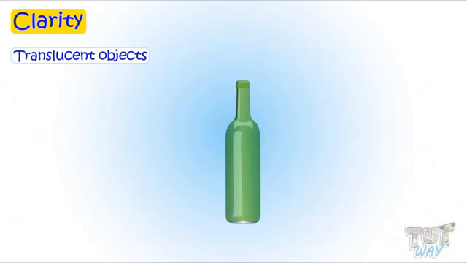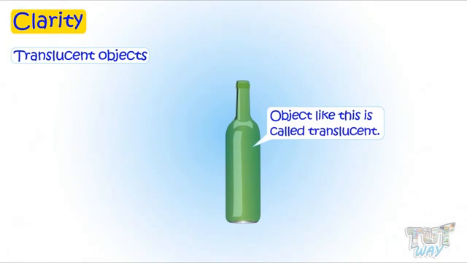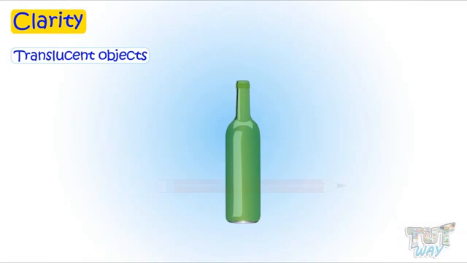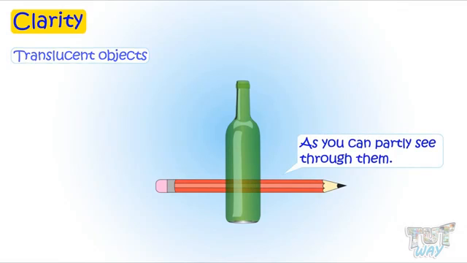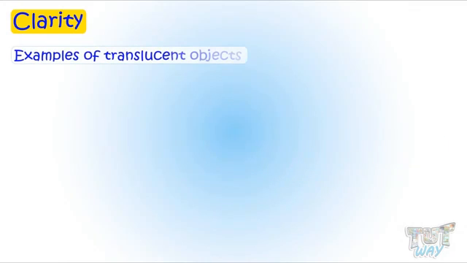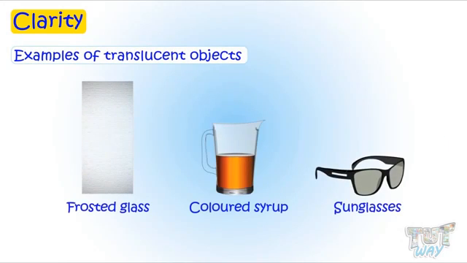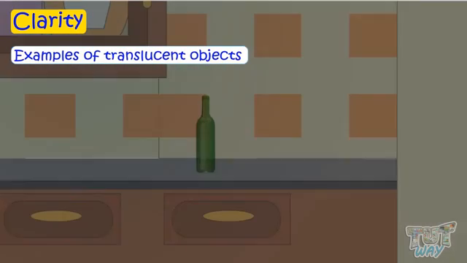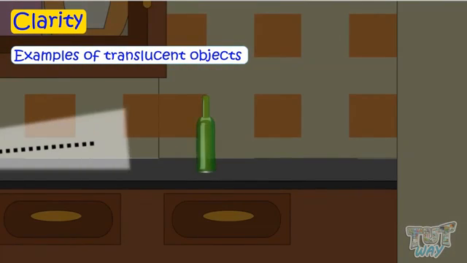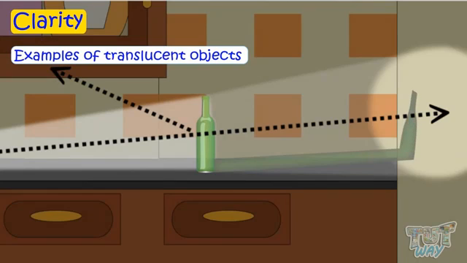Translucent objects. This object is not transparent, but translucent, as you can partly see through them, not clearly. Materials like frosted glass and some plastics are called translucent. When light strikes translucent materials, only some of the light passes through them. Therefore, we cannot see clearly through them.